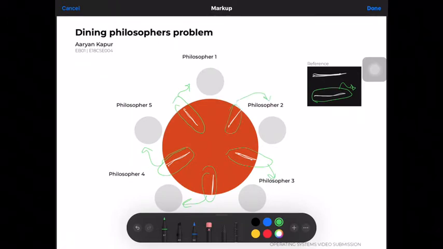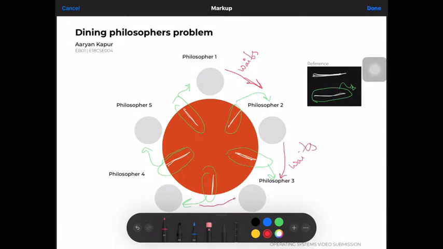Now, as all the philosophers have taken up the right stick, they go for the left stick. Philosopher 1 reaches out for the left stick, but he cannot find any. He knows that philosopher 2 is using it, so he'll be waiting for philosopher 2. Now, philosopher 2 also looks for the left stick, which is taken by philosopher 3. So, philosopher 2 is waiting for philosopher 3.